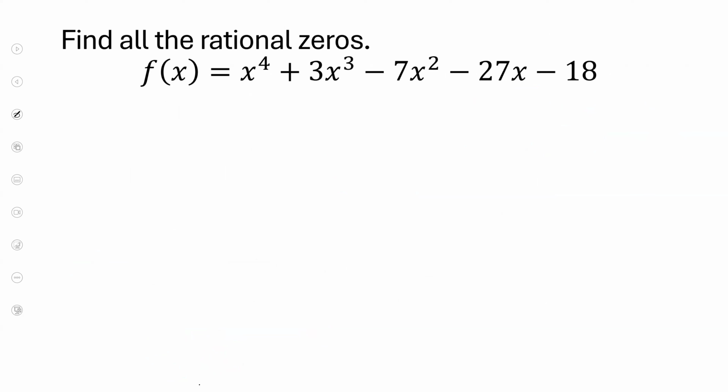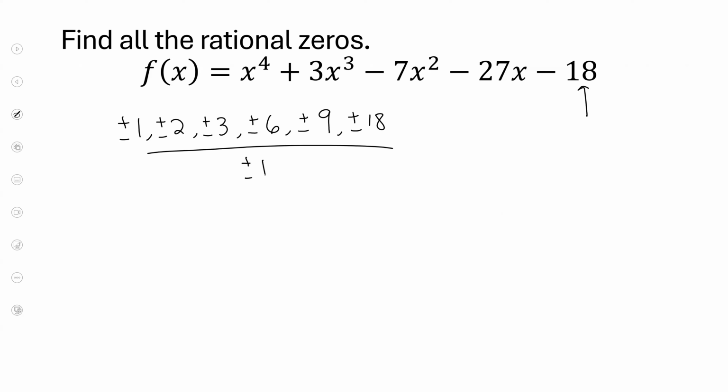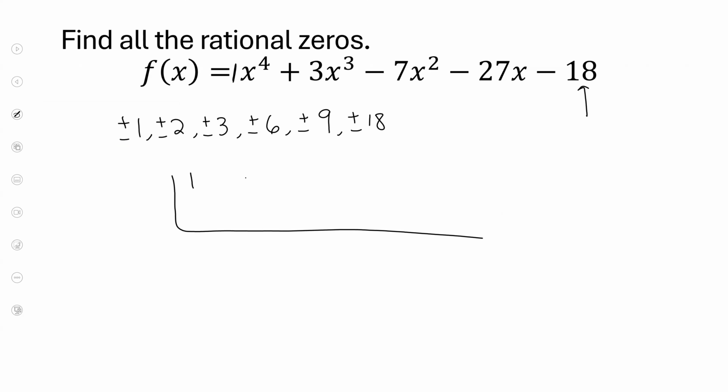So the possible factors of -18 are 1, 2, 3, 6, 9, and 18, all over plus or minus 1, since this factor is 1. I don't really need the bottom. All right, so those are my possible zeros. Let's go ahead and try synthetic division. So 1, 3, -7, -27, -18. Let's just test one.